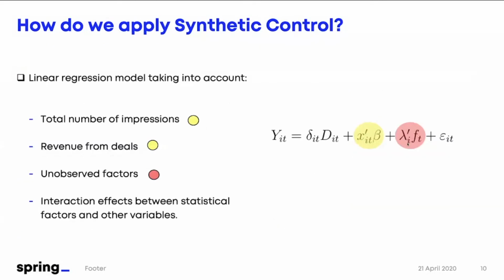So at the end of the story, our synthetic control is basically a linear model, which has these 3 classes of objects, as I said before. We have the yellow stuff, so the observed features, the red one, the unobserved, and some interaction effect between all of the features that we have.